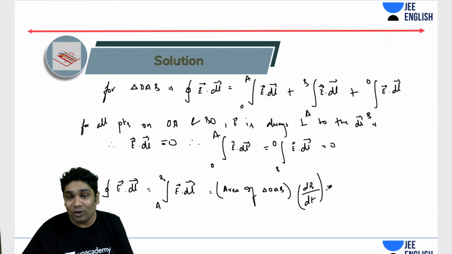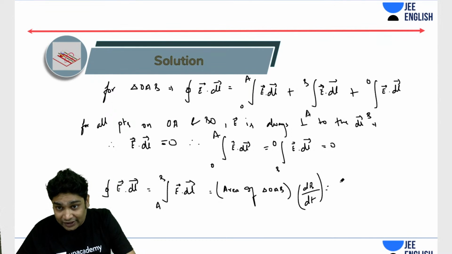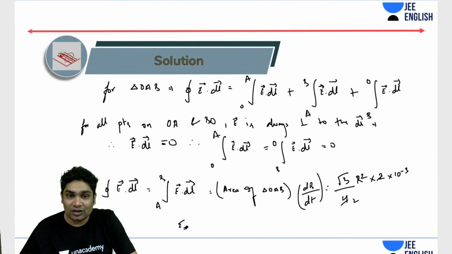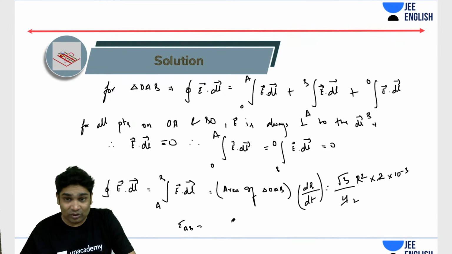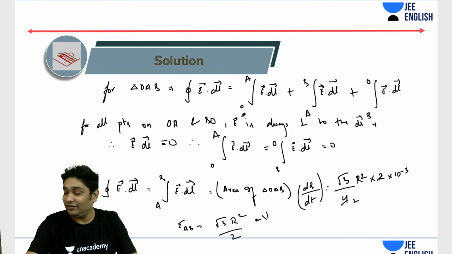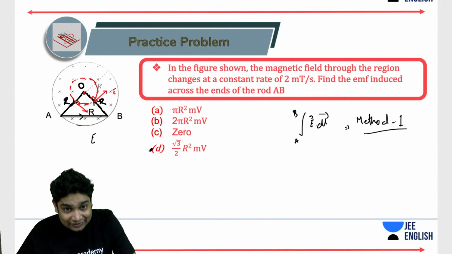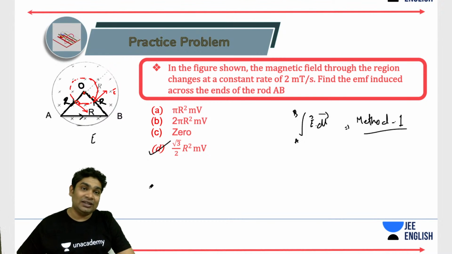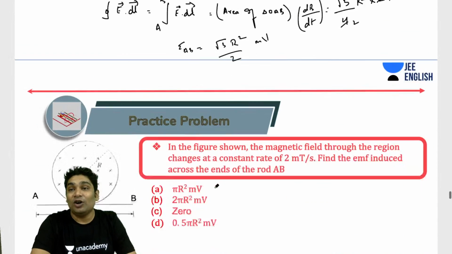Now, OAB is an equilateral triangle. The area of an equilateral triangle of side R is root 3 by 4 R squared, into dB by dt. So the EMF across AB would have been root 3 R squared over 2 millivolts. Let's see if we have that. Yes, we do, and D is the right answer. But first try this, think about this. Once you know this trick, you can solve a lot of complex problems like this.